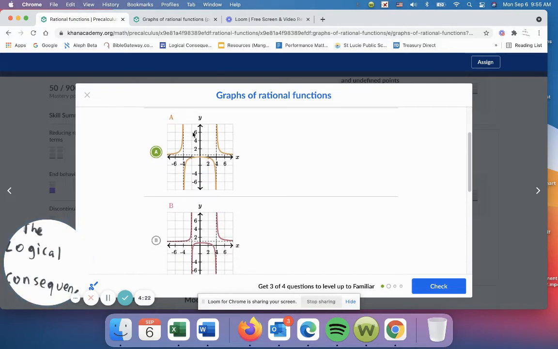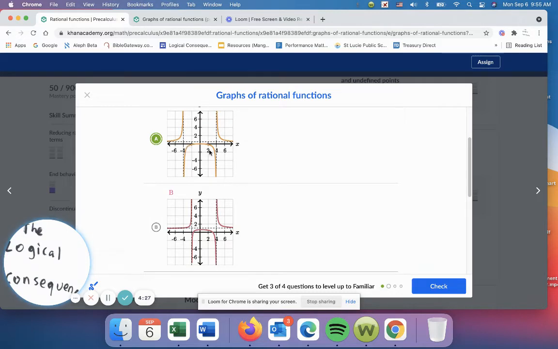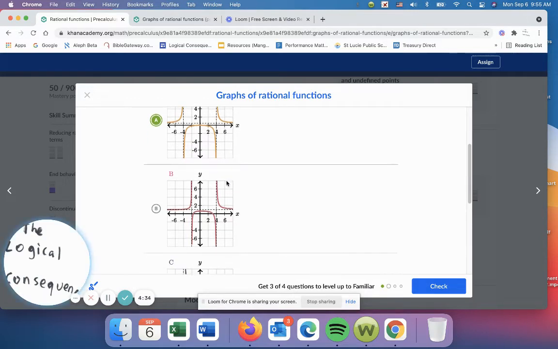So I'm looking at my graphs. Well, here I got something at -4 and +4. I see some vertical asymptotes, so maybe that's it. That looks like that's it, maybe. Let's go look at the other ones.